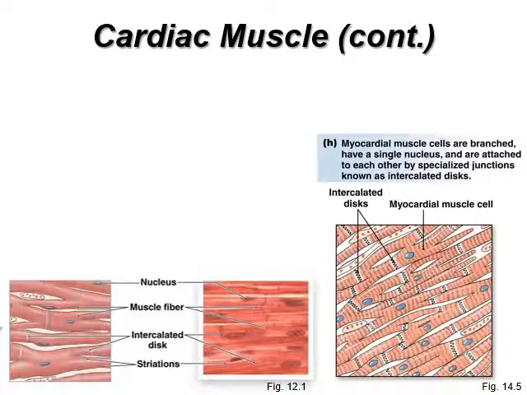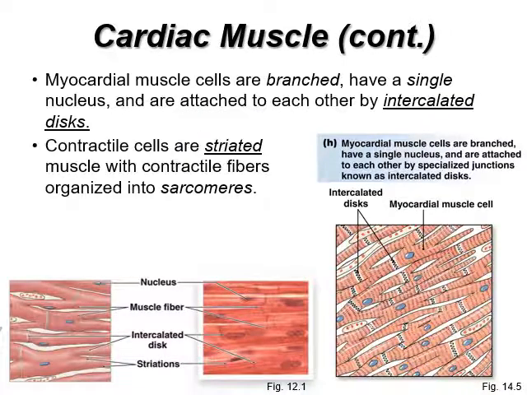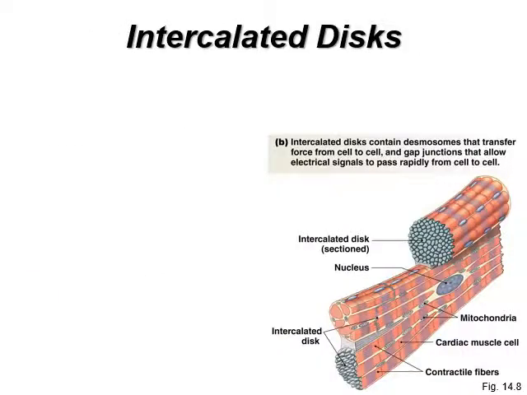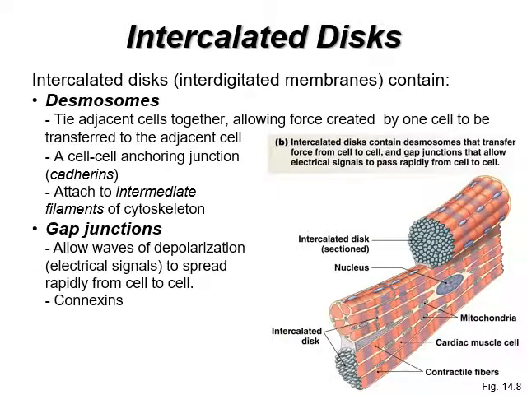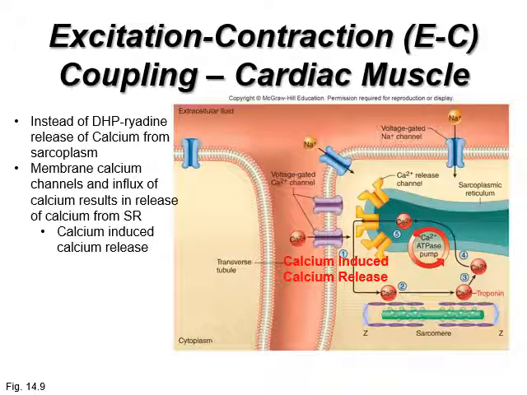So now we're briefly going to touch on the cardiac muscle and the smooth muscle. You can see they're striated and they have the intercalated disc. Basically what we're going to talk about here is what's happening at the intercalated disc. You've got the desmosomes and the gap junctions, which we will talk about in greater detail when we get to cardiac muscle. But I want to talk about the EC coupling.